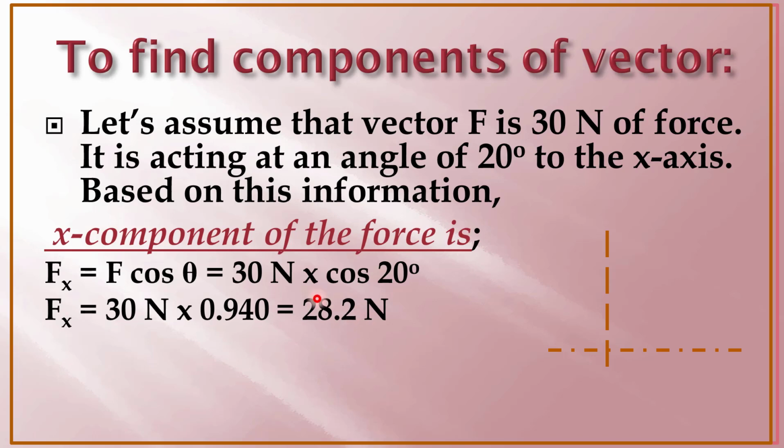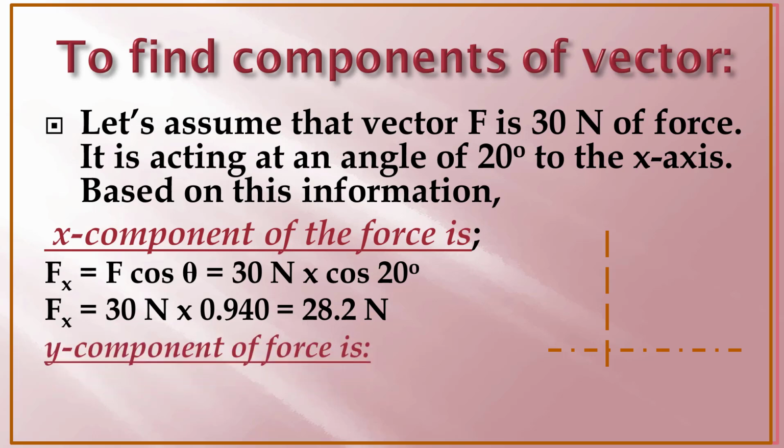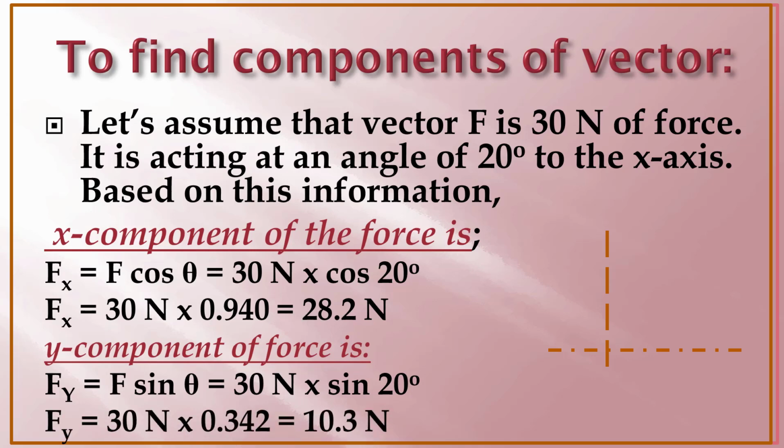So we were provided with the magnitude and direction of the given vector, and we have calculated its horizontal component. Similarly, we can find its vertical component. Fy is equal to F sin theta, and again putting in the value of force, we get 10.3 newtons. So 28.2 newtons is the magnitude of the horizontal component and 10.3 newtons is the magnitude of the vertical component. This force of 30 newtons basically has these two components.